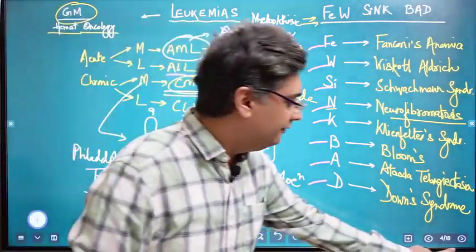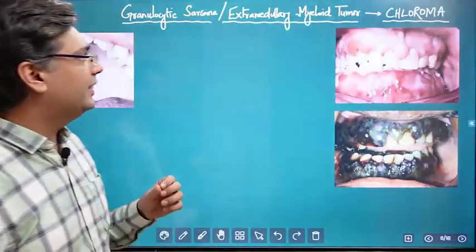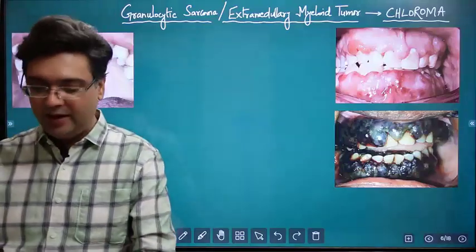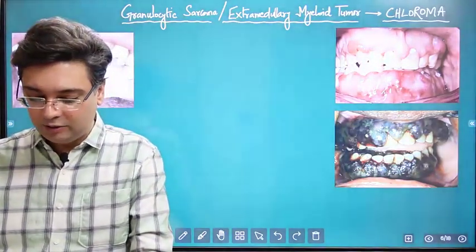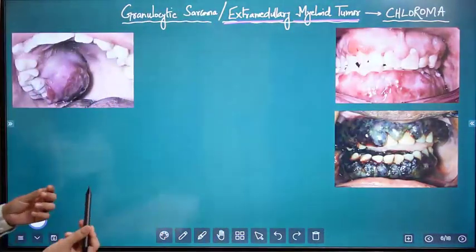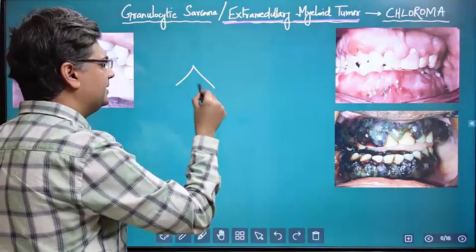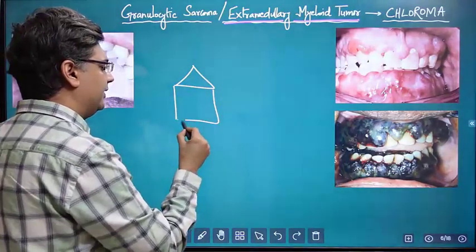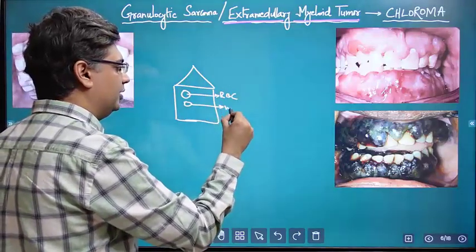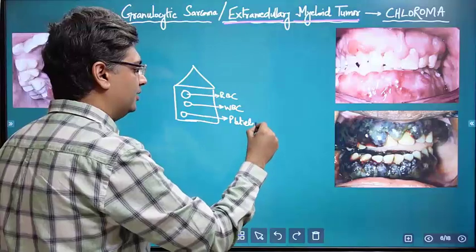Okay, now there are certain variants here which we wanted to talk about. When we talk about the variants here, we are going to talk about granulocytic sarcoma, and granulocytic sarcoma is also called extramedullary myeloid tumor. Extramedullary myeloid tumor. What do we mean by that? I'll just show you. See, what happens, this was the bone marrow house, and this is where the cells which were supposed to synthesize the RBCs, this is where the WBCs were supposed to synthesize, and this was the place where platelets also were supposed to synthesize.